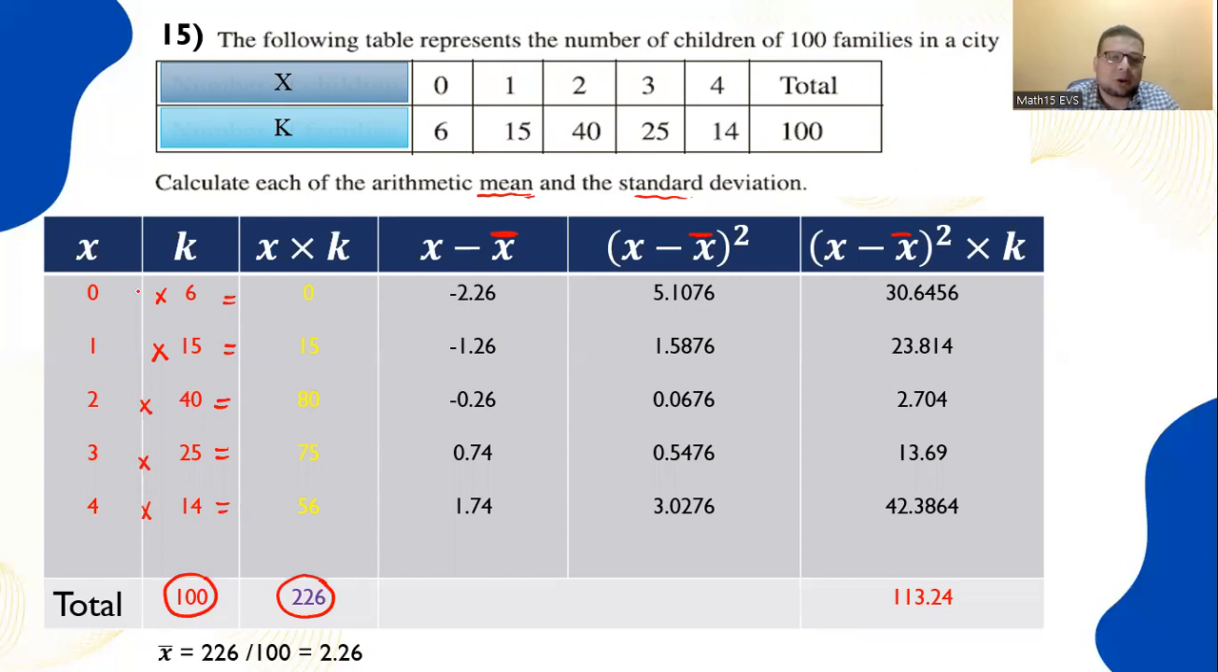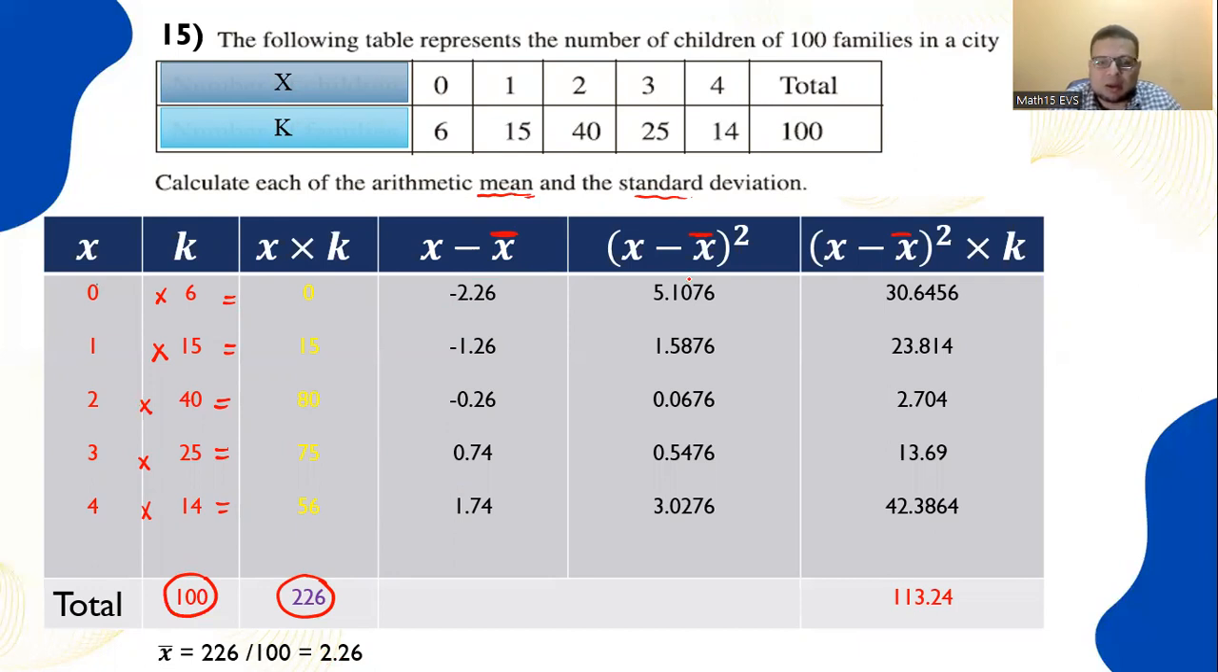X minus x bar. This is x, 0 minus 2.26 will be negative 2.26. 1 minus 2.26 will be negative 1.26, and so on. Each value in x minus 2.26, you will get this value.